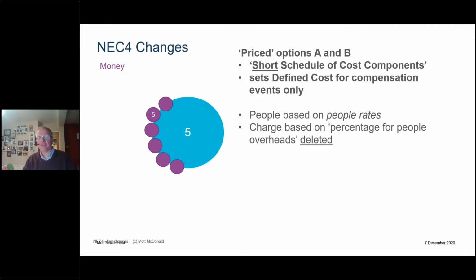Sorry, go back a stage, Richard. NEC3 had a tendered percentage for people overheads to cover, to use a technical term, odds and sods on the site. The toilet paper, the toner cartridges, computing, bits and bobs. Rather than pay the real cost of those things, in NEC3, there was a tendered percentage for people overheads. That's gone away, and instead, we pay the real costs.